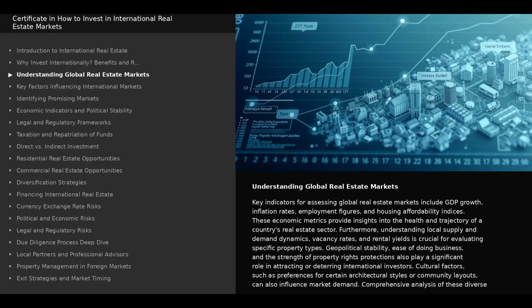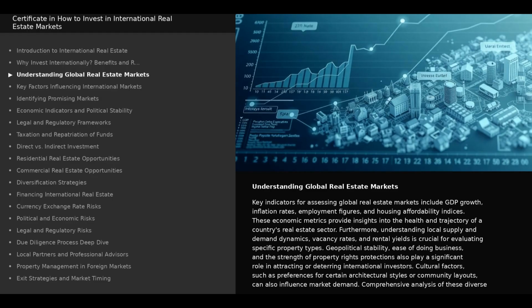Key indicators for assessing global real estate markets include GDP growth, inflation rates, employment figures, and housing affordability indices. These economic metrics provide insights into the health and trajectory of a country's real estate sector. Furthermore, understanding local supply and demand dynamics, vacancy rates, and rental yields is crucial for evaluating specific property types.